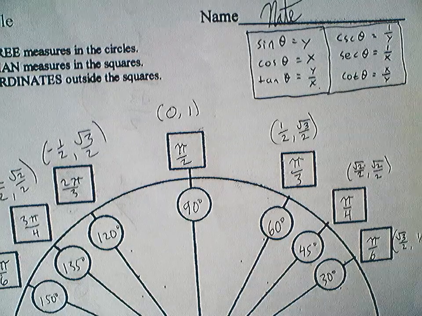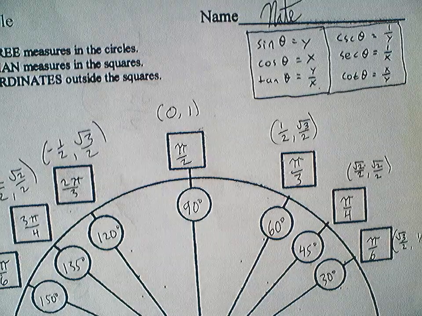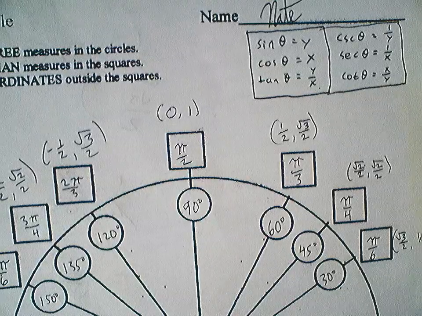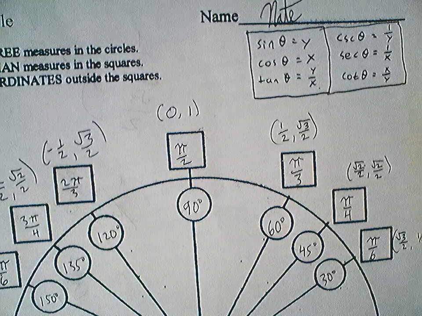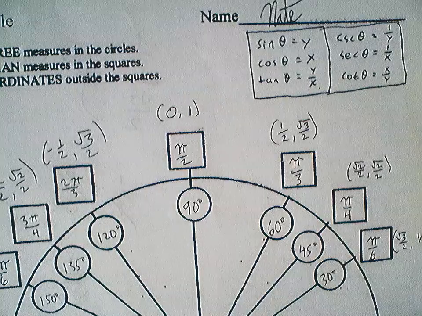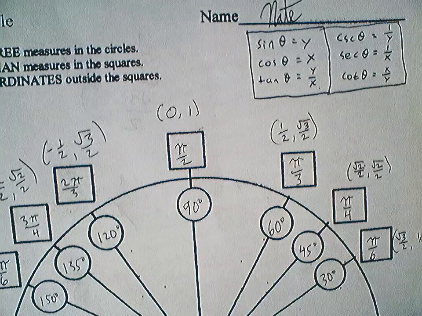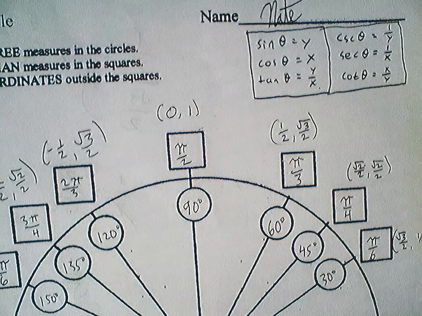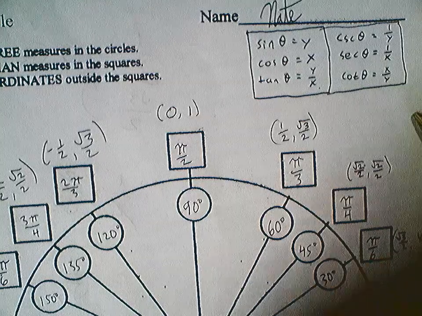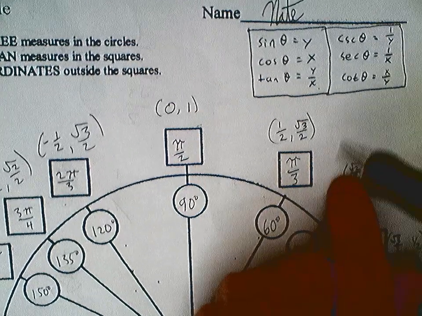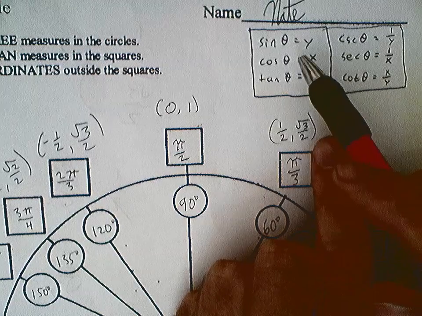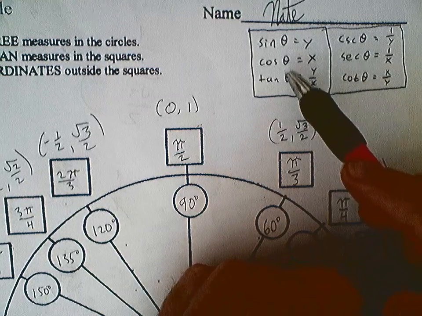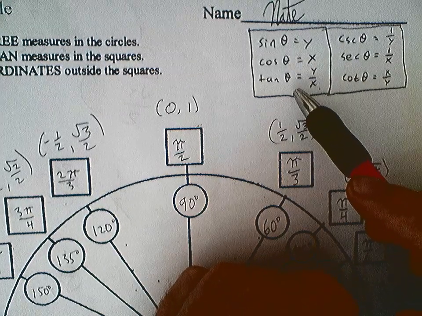So yesterday we started looking at the unit circle, and we saw how it related to the trig functions sine, cosine, and tangent. So today we're going to extend that just a little bit further, and we're going to throw in the reciprocal trig functions. So remember, the reciprocal trig functions are basically the reverse. They're basically the flip versions of the sine, cosine, and tangent.